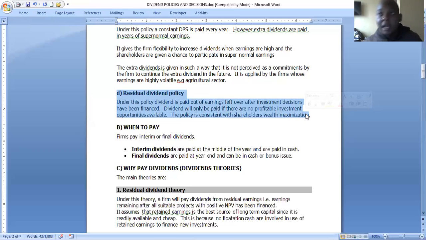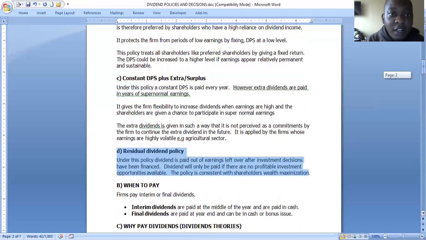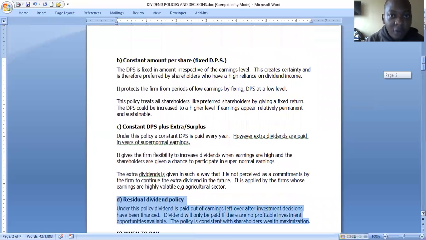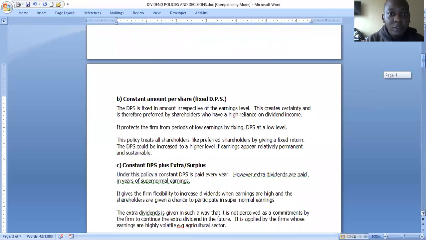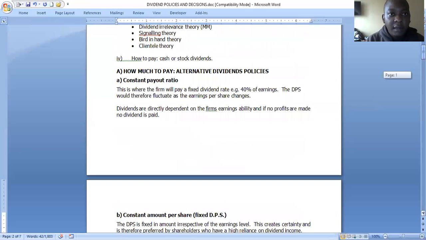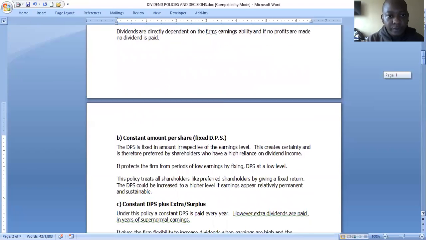So those are the dividend policies of how much to pay. They are determined by those four policies that we've looked at: the residual dividend policy, the constant dividend per share plus extra or surplus, the constant amount per share, and the constant payout ratio.